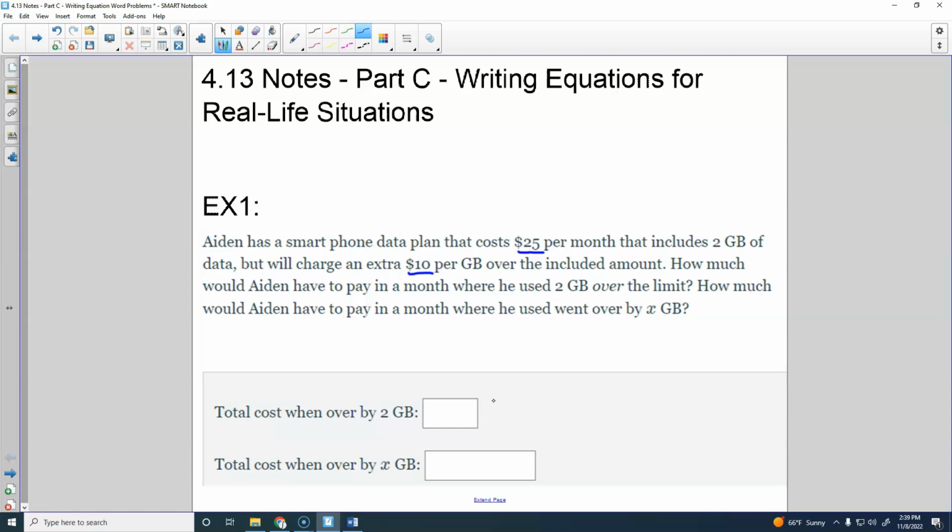Okay, Evan? We can make an equation. It would be y equals 10x plus 25. You are a step ahead of what it is wanting you to do. So since it's 2 gigabytes, it's wanting you to just kind of reason through it, right? It costs you $25 for the month, but it costs you extra $10. So 10 times 2, which is 20, plus 25. And that will be $45, right?